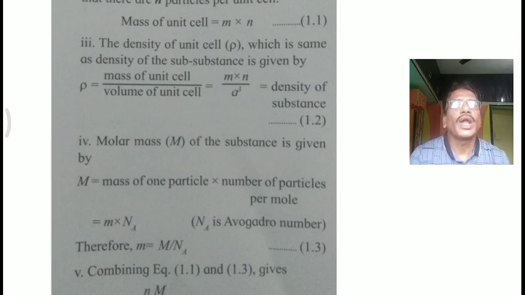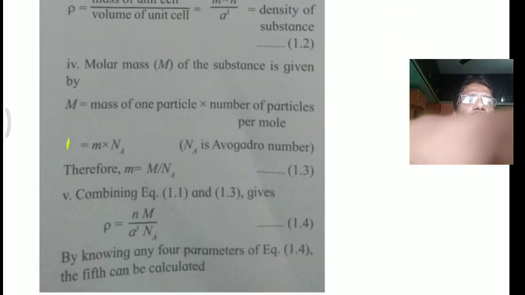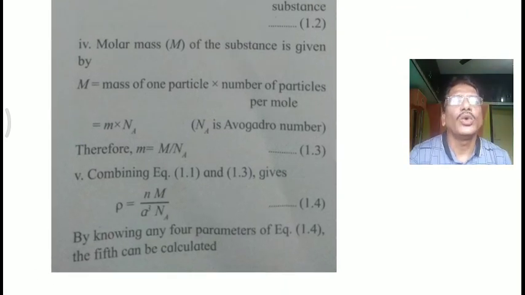And so the molar mass, represented by capital M, is equal to the mass of one particle, small m, into the number of particles per mole, Na, Avogadro's number. And by combining equations 1.1 and 1.3, we get the density of the unit cell, which is represented by rho. So rho is equal to n into M upon a cube into Na.